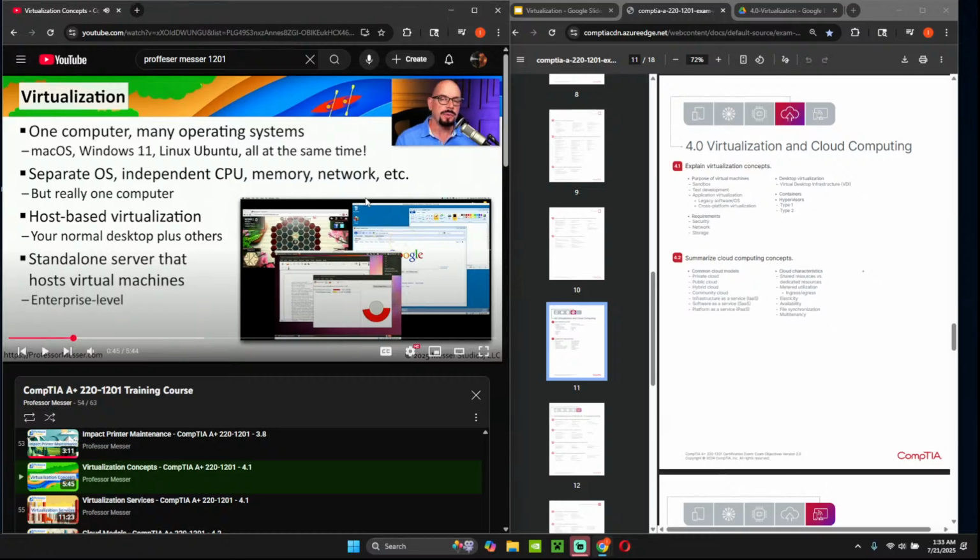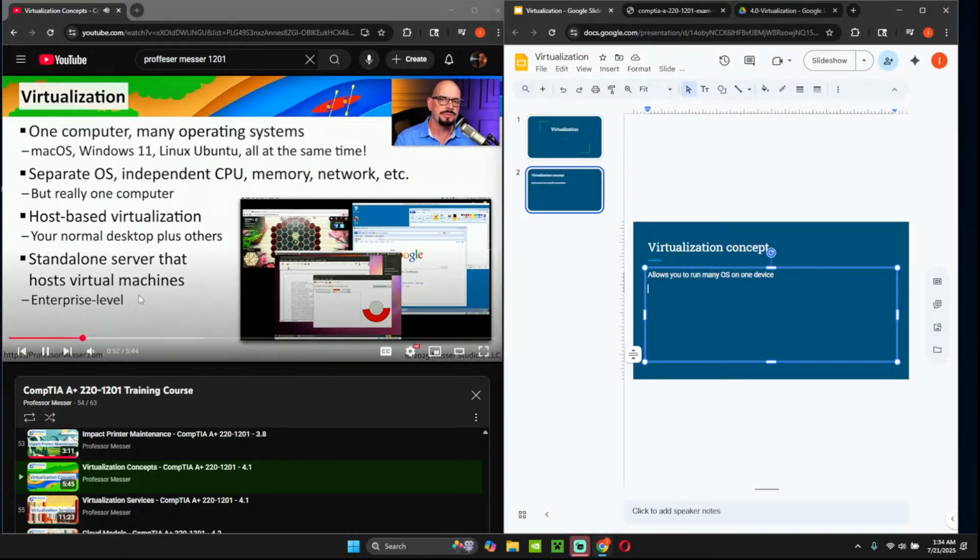In an enterprise environment, we tend to use a single computer that has multiple operating systems running on it in a virtualized form.